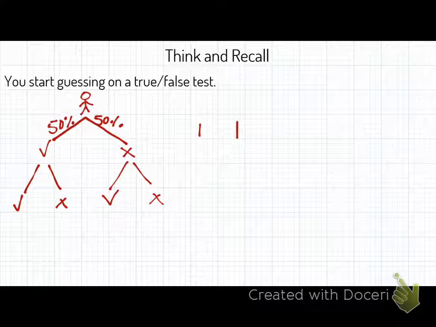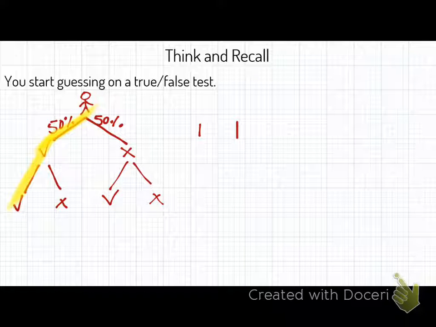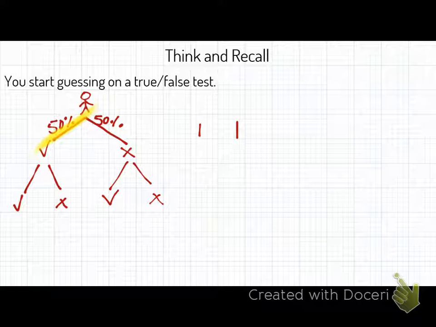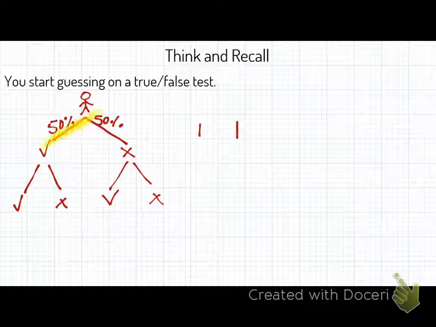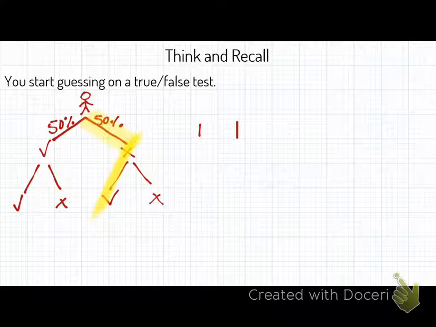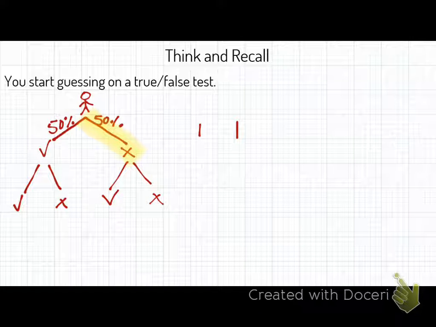You could have either gotten it, and I'll highlight it here so you can see it on the video, the first question right and the second question right. Does that make sense so far? Or you could have gotten the first question right and the second question wrong. Or you could have had the first question wrong and the second question right. Or the first question wrong and the second question wrong. Does that make sense so far?